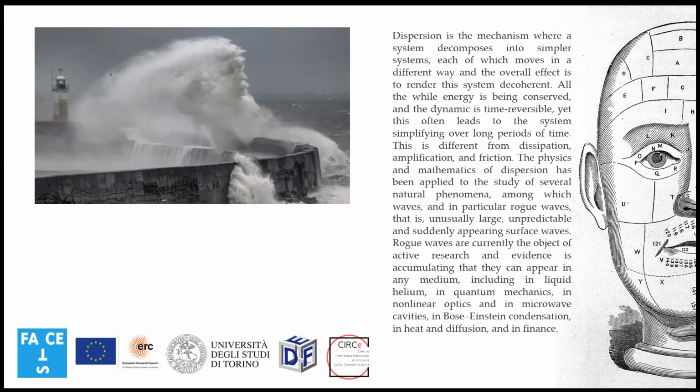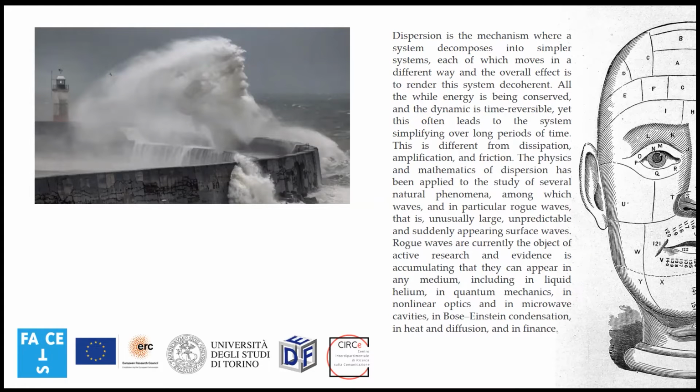So it is interesting to combine the point of view of cognitive sciences, the neurophysiology of vision, but also cultural semiotics, with the physics of the waves, in particular a phenomenon called dispersion, which is very important at the center of the modeling of the so-called rogue waves.